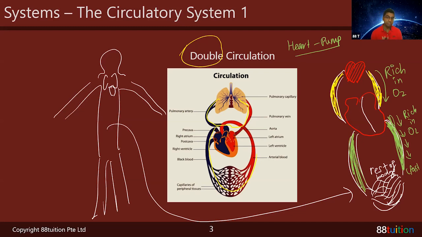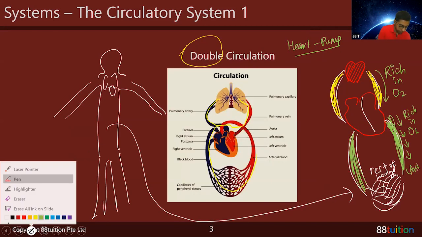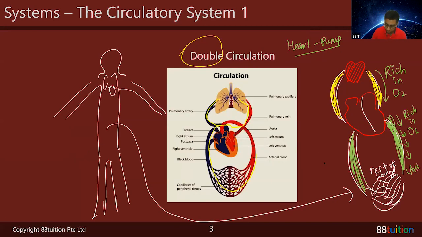Now remember, I said the delivery vehicle is losing its goodies. So there is space on the van. So what shall we put on top? Whatever our body has used up, especially carbon dioxide. So we're going to take carbon dioxide back. So this blood that goes up will have carbon dioxide. So we call this rich in carbon dioxide.